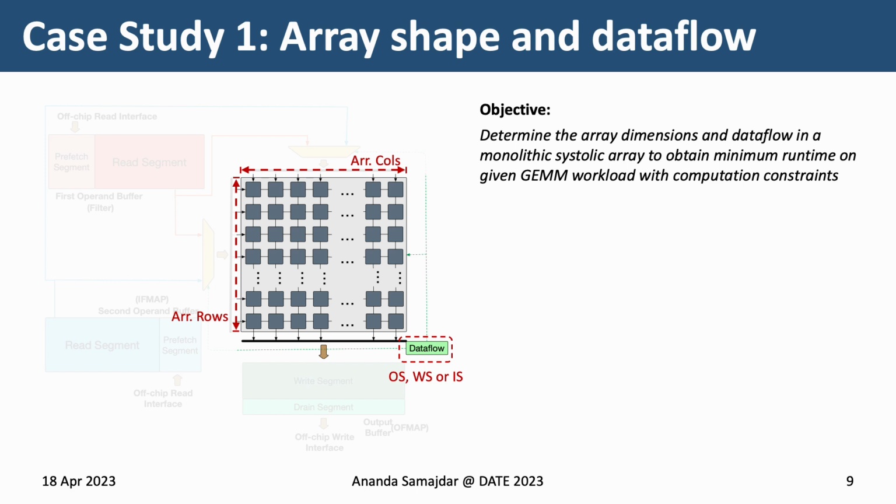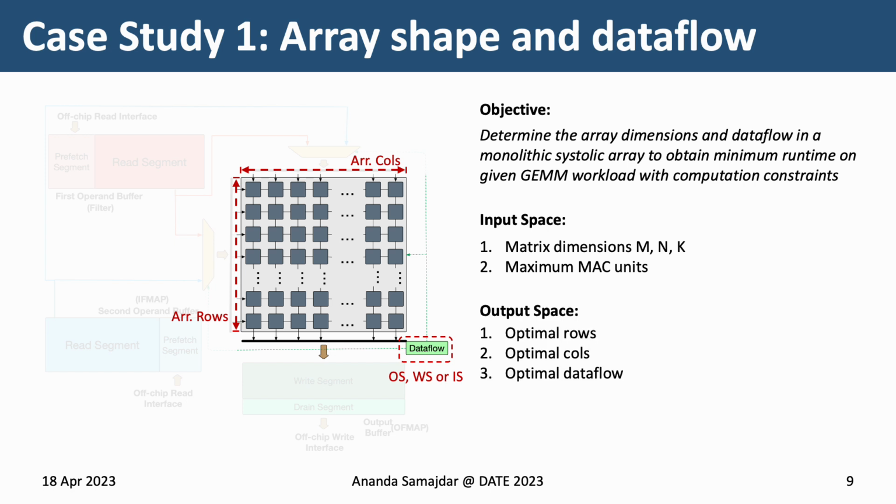Let's consider the first case study. In this case, we construct a design space such that when queried with matrix dimensions of GEMM workloads and maximum allowable MAC units, we obtain a set of optimal rows and columns of the array and the optimal data flow. To keep the space bounded, we allow the MAC units to be in powers of 2 and look at the array dimensions which are powers of 2 as well.